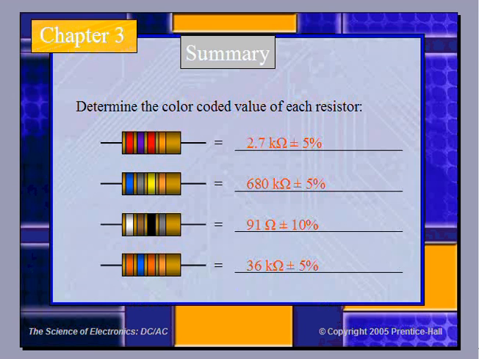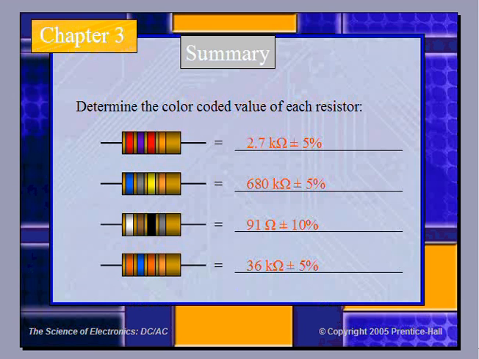Determine the color code value for each resistor. On the very first one we have red, blue, red, and gold. So red is a 2, blue is a 6, so the first digit is 2, the second digit is 6, and red again means 2, or you would add 2 zeros, which would be 2600, which comes out to 2.6K, and it's plus or minus 5%.